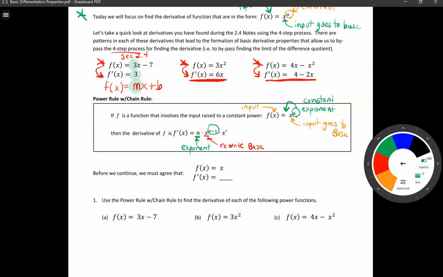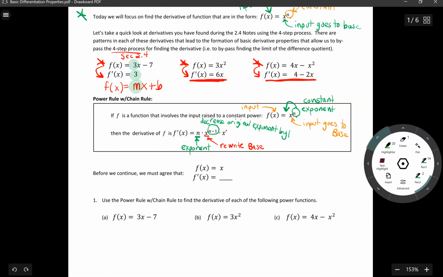What is the new exponent telling us there? Well, it's the old exponent n minus 1. You're just decreasing that exponent by 1. So when you drop the exponent down to the front, then you decrease the original exponent by 1. And then you see this weird thing over here.